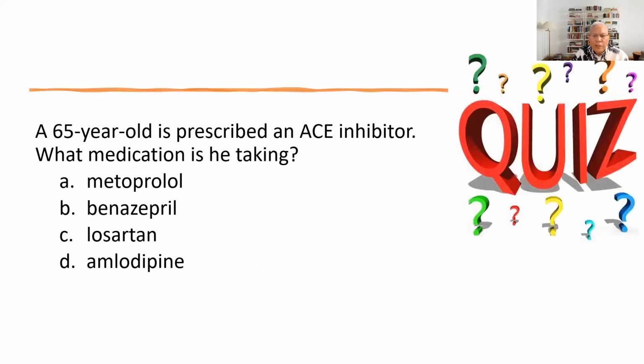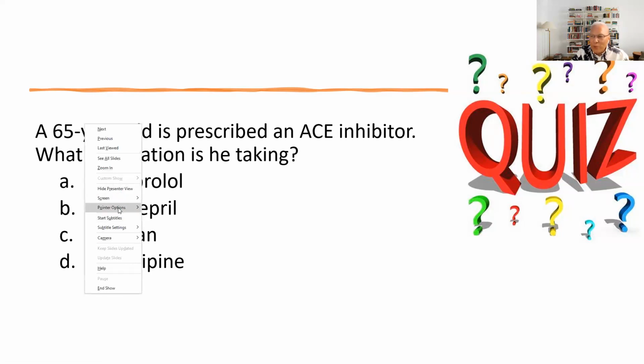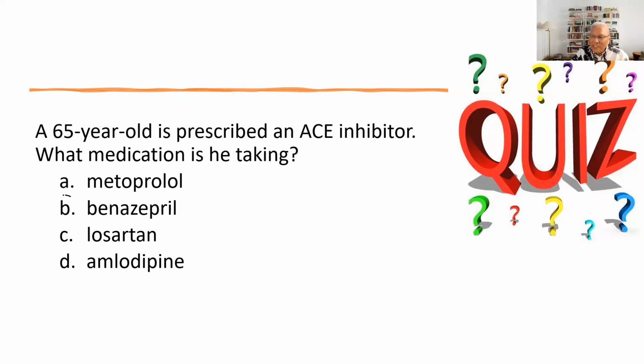All right, let's go to another poll. A 65-year-old is prescribed an ACE inhibitor. What medication is he taking? Excellent. All right. So the reason that we chose letter B is because it ends with a pril. And as we had indicated earlier, anything that ends with a pril or a suffix of pril indicates that this medication is an ACE inhibitor.